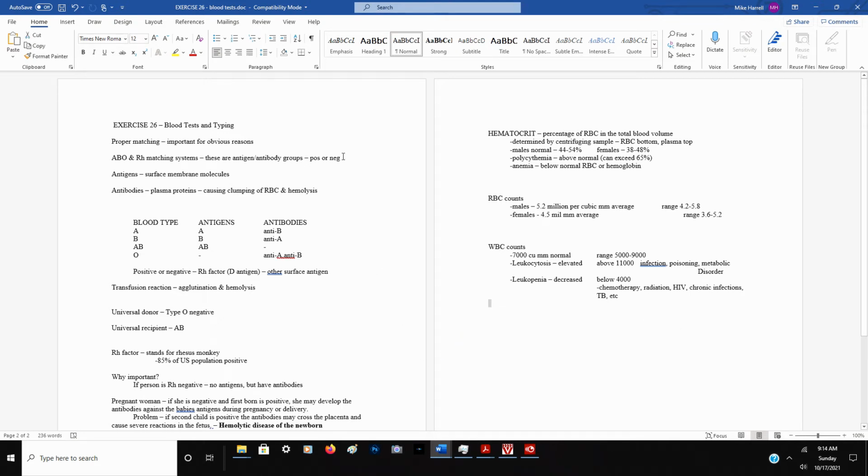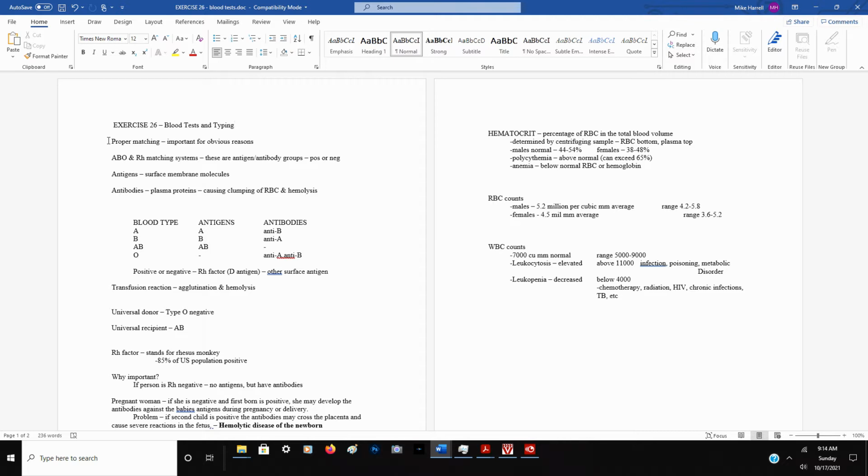All right, let's continue on with blood and look more specifically at blood tests and blood typing. So obviously when you hear about blood tests and typing, usually it's when somebody's going to be a donor and somebody's going to be a donee. So of course proper matching is very important. You mix up the wrong blood types, you very likely might kill somebody. So you can't just throw any type of blood in someone you want.